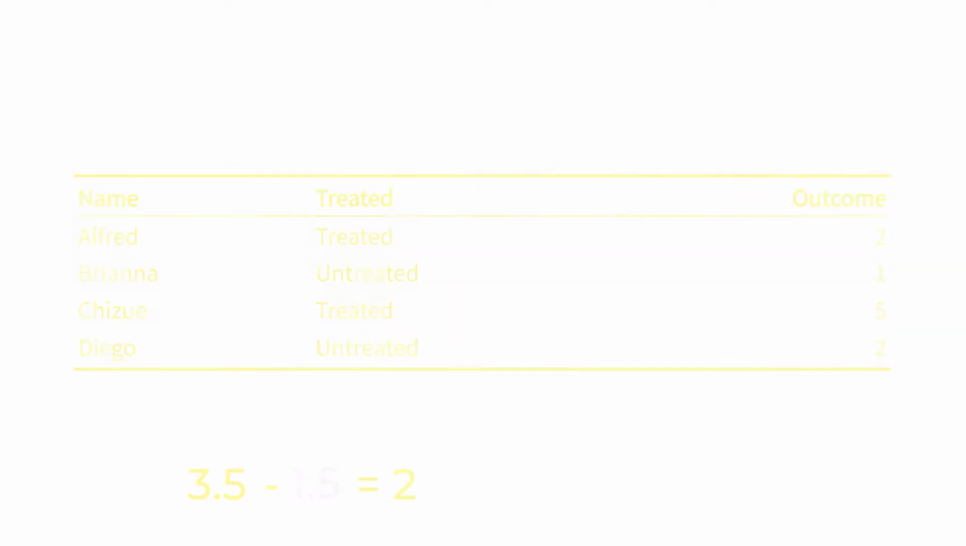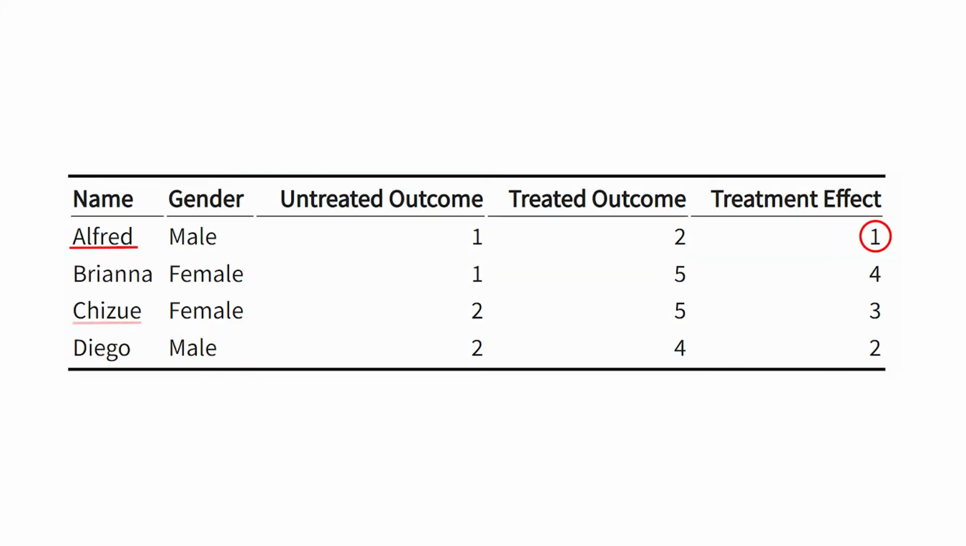Now, what does this 2 represent? This should be an average of the treatment effects among the people who actually got treated. Alfred's individual treatment effect was 1, Chizu's individual treatment effect was 3. You average those out, you get 2, which is the exact number that we got, right?